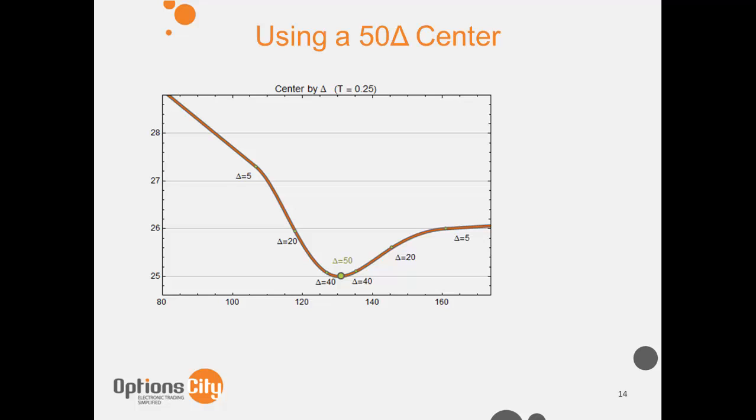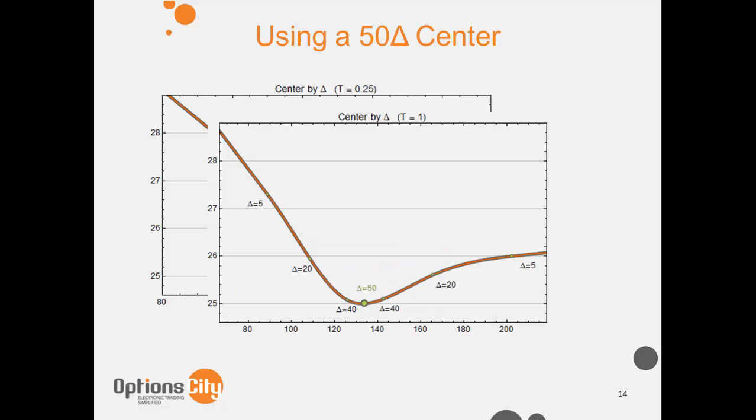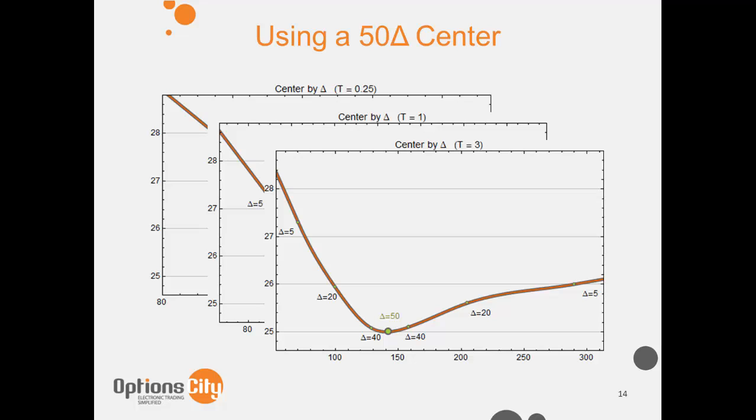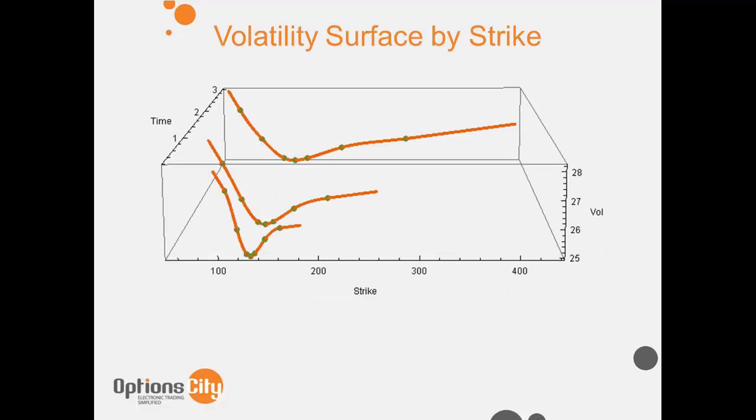So here's the 50 delta center. And already you see a bit more symmetry going on here. But the key point is that when the longer dated contracts are being priced and fitted to the markets, that 50 delta point stays relative to 40 delta, 20 delta, 5 delta. The shape is roughly the same. And we no longer have this issue of that center point kind of crimping up. So that definitely makes life easier, especially when you're looking at fitting further expiries.